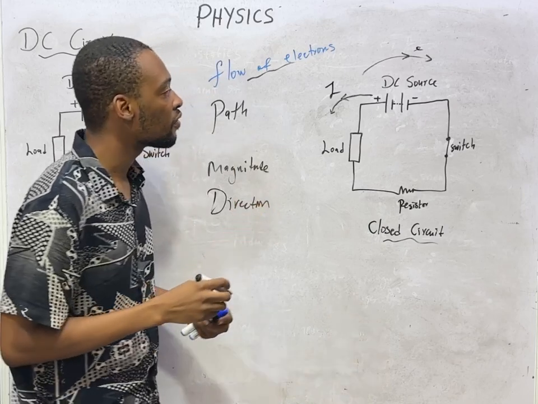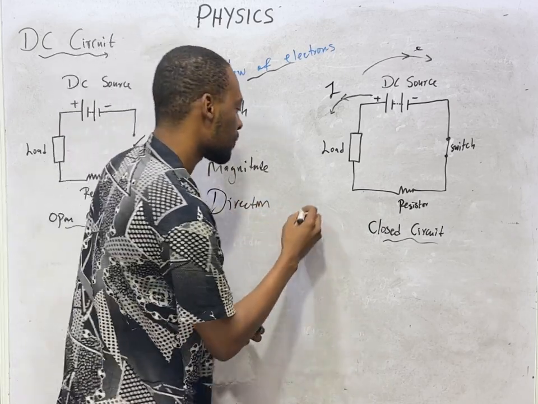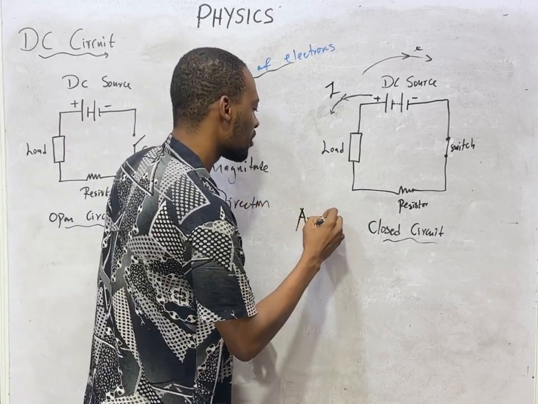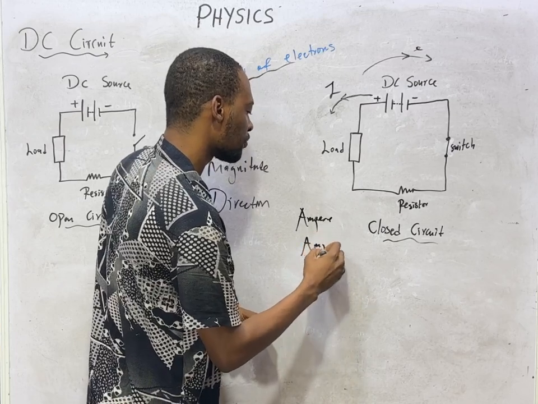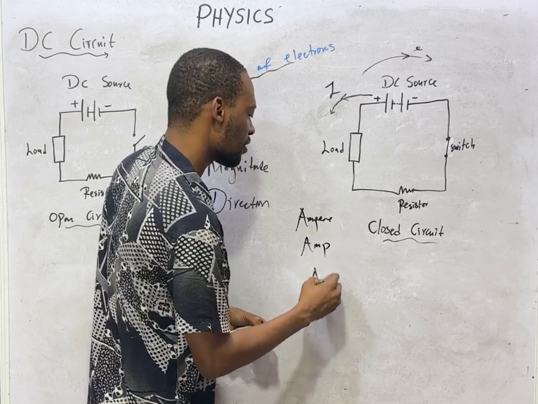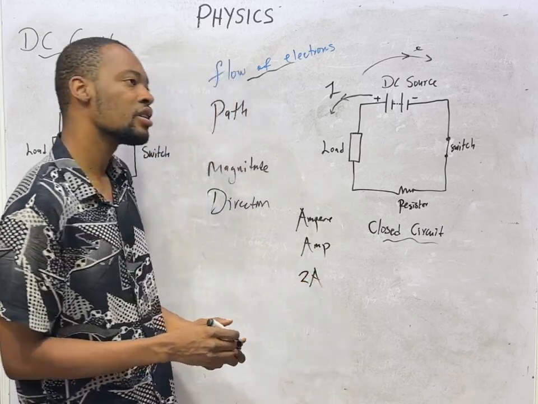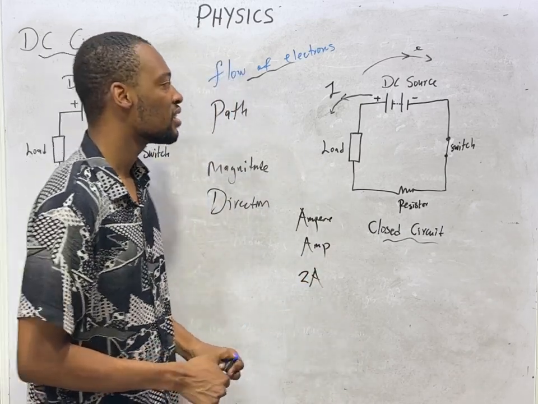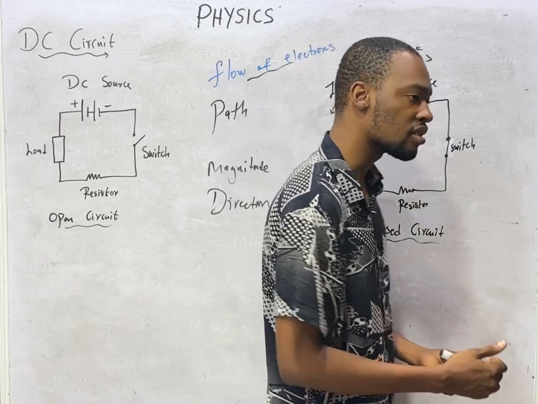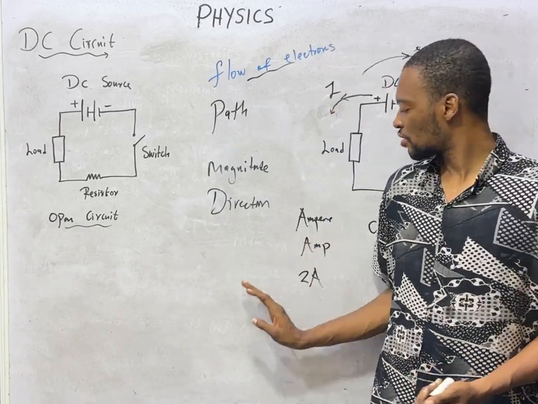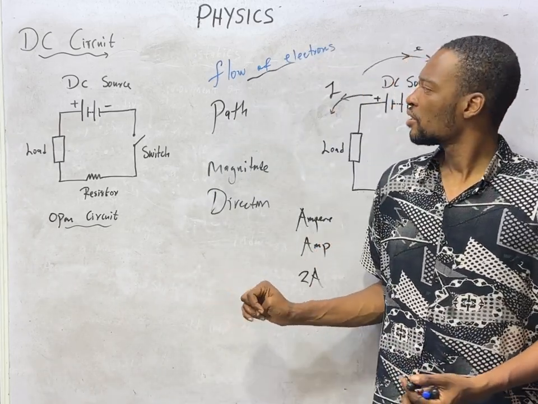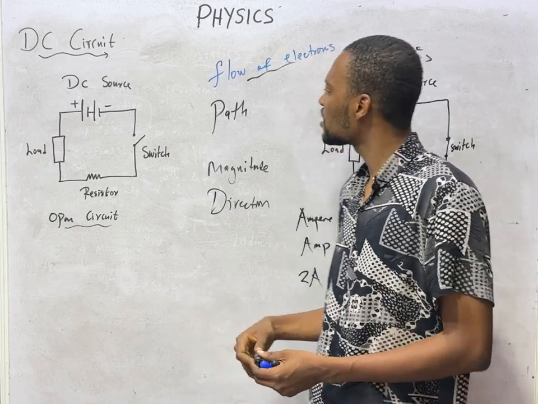The unit of current is the ampere, or you see amp, or you see A. So when you see a device and it is written 2A, it is 2 amps. It means the current that the device can take, or the device can give out, is 2 amperes. So let's see something else you should know.